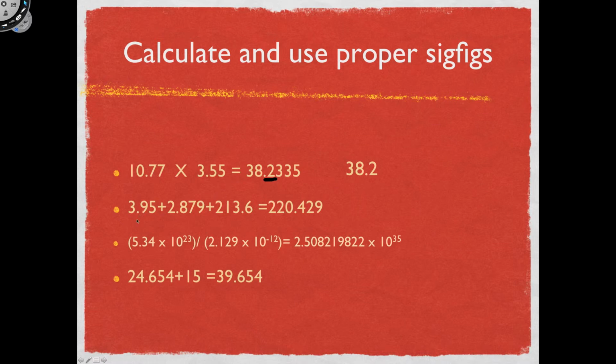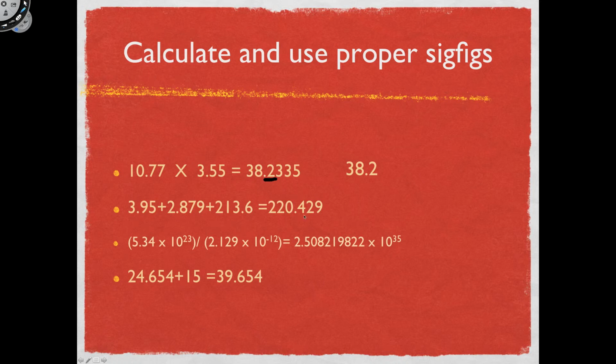Alright, how about adding? 3.25 plus 2.879 plus 213.6. Adding rule, look at the places past the decimal. This goes 2 places past. This goes 3 places past. This goes 1. By rule, my sum cannot be more precise than the least precise number used to get it. Which one of these is the least precise? Well, this one only goes 1 place past the decimal. This goes 3, this goes 2. So my answer cannot go farther than 1 place past, which would be the 4.